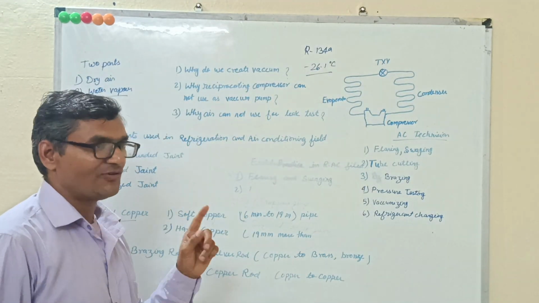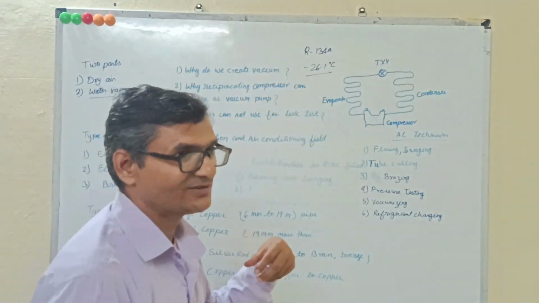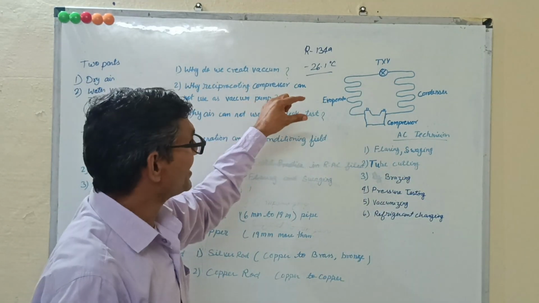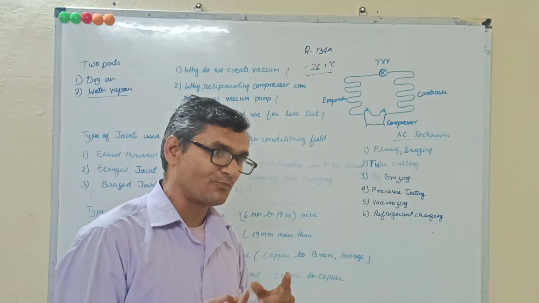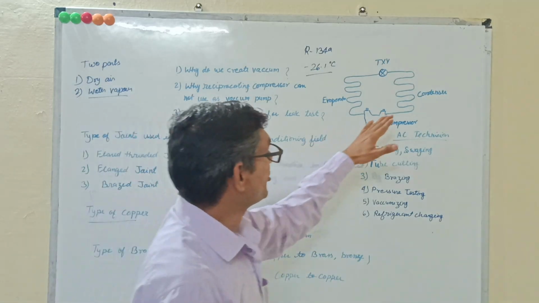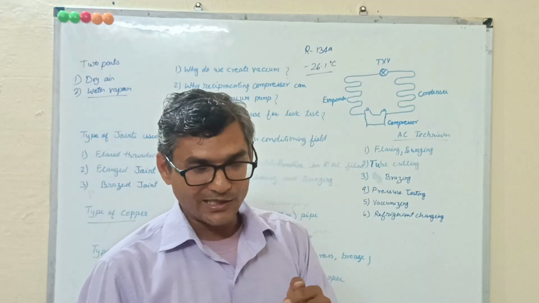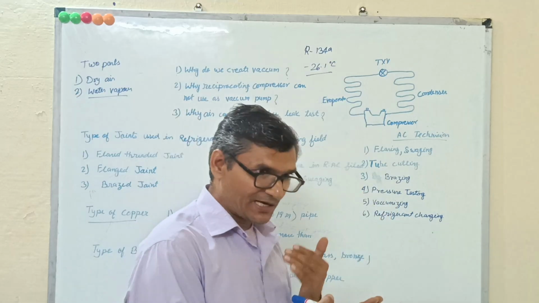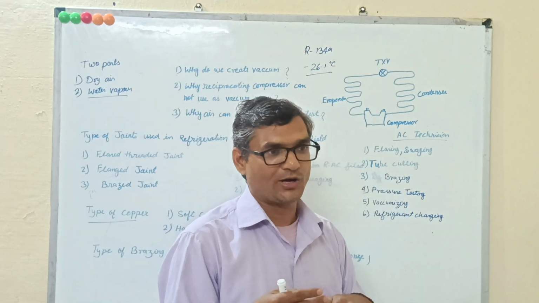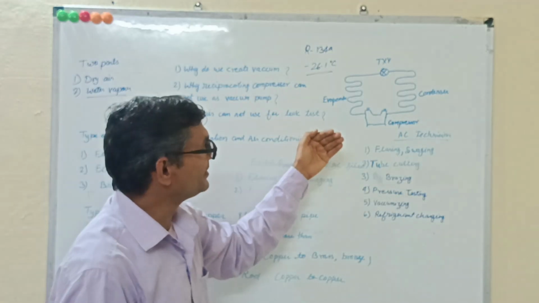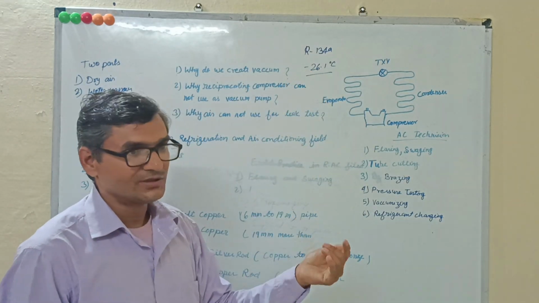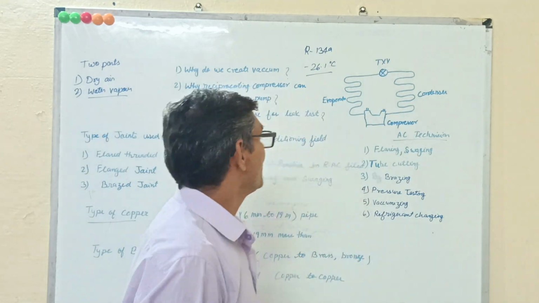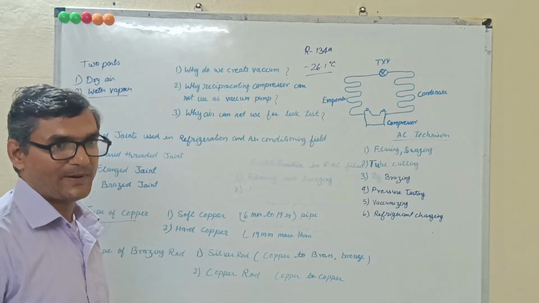First we have to create a vacuum properly and remove all the moisture inside. One more thing: when we create a vacuum, water normally boils at 100 degrees centigrade, but with a vacuum we can change the boiling point. Vacuum reduces the boiling point of moisture because we are maintaining low pressure, so we can easily remove the vapor.